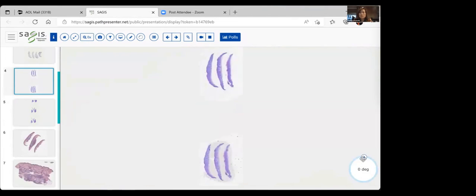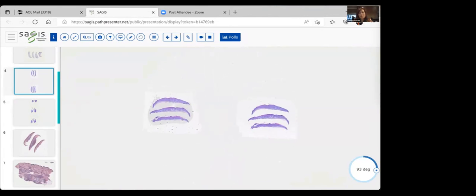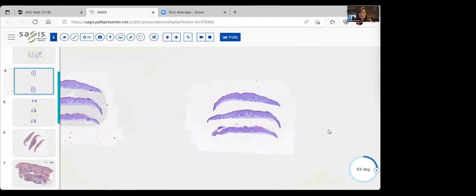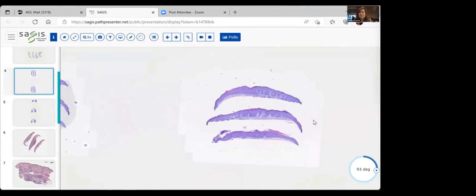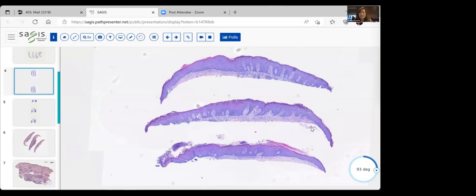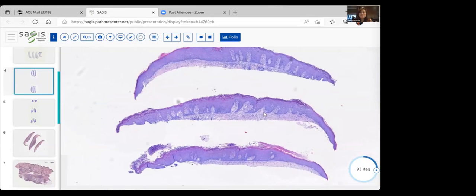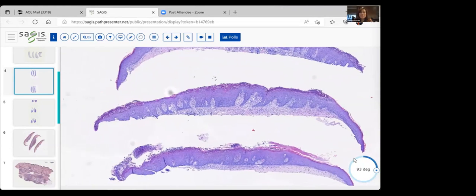Let's go to slide number 4. I'm going to turn this way, and let's focus perhaps on this one right here in the middle. So I really like this entity. It's a favorite of many pathologists, and for a particular reason.